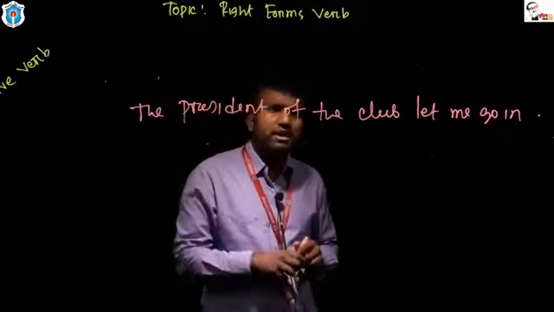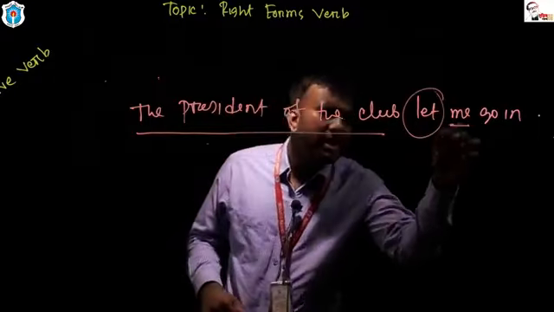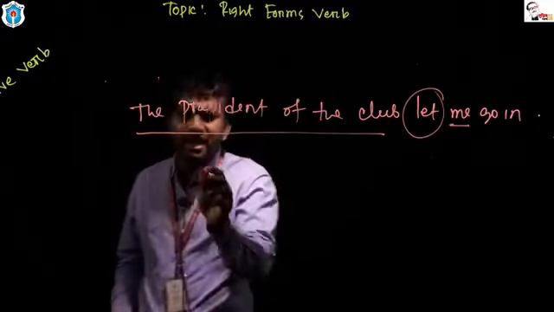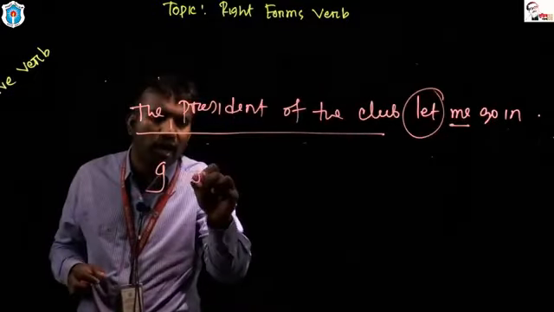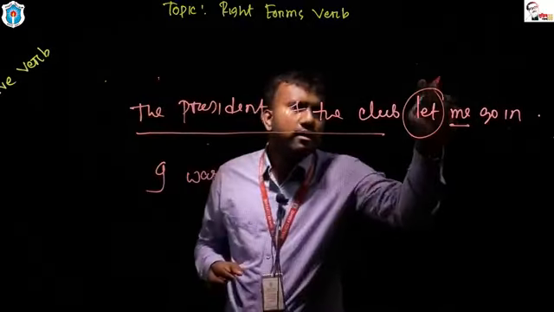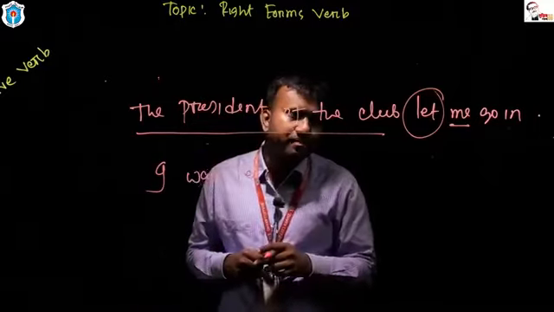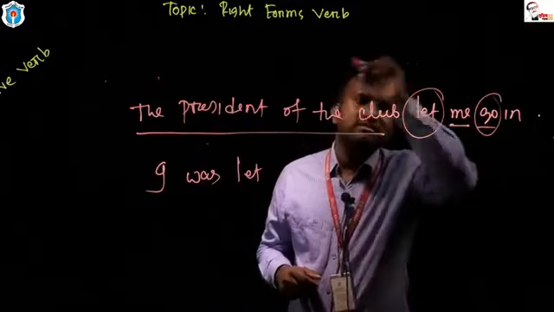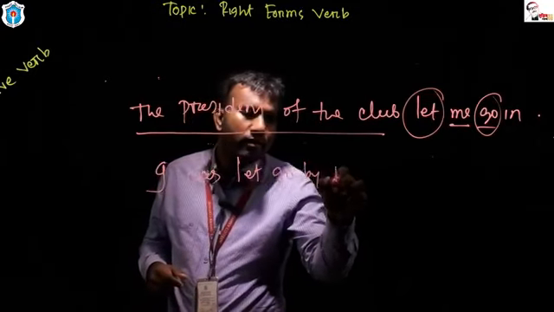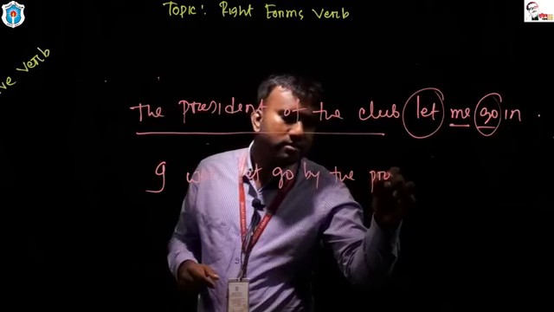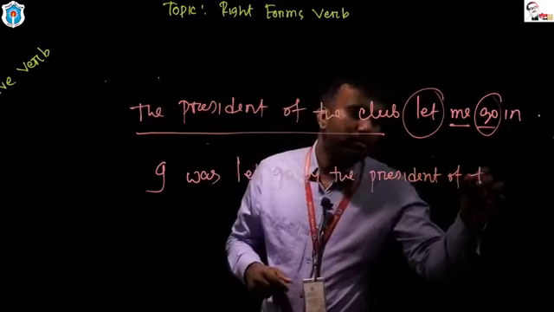Look at the president of the club. This is the subject of the sentence. Let is a verb. Me is the object. So definitely I can say I. As this is an example of past indefinite, I should use I was. Then the past participle of let is let. I was let. You cannot change this base form. I was let go by the president of the club.